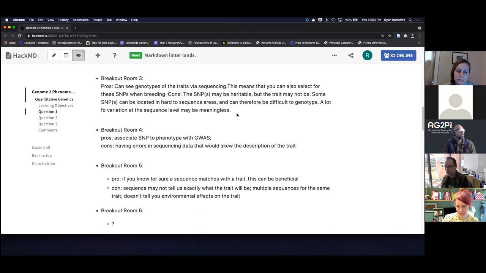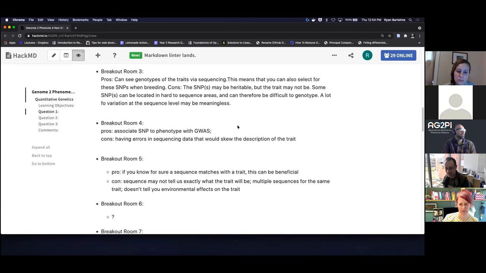Breakout room three, the pros: you can see the genotypes via sequencing. You can select for these SNPs when breeding. The cons are the SNPs may be heritable, but the trait may not be. It's a very, very good point. I think somebody brought up silent genes in the previous discussion. That's an interesting con. Some SNPs can be located in hard to sequence areas and can therefore be difficult to genotype. Also true.